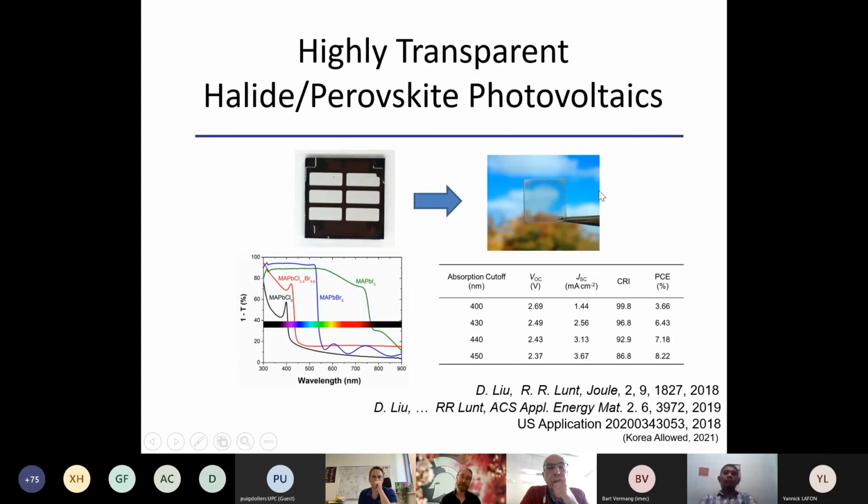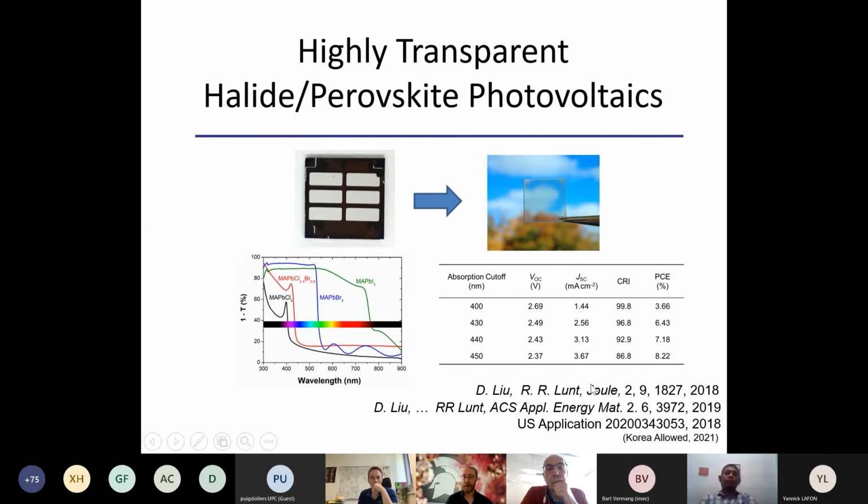Now, I'm not going to have time to talk about this topic, and I think our next speaker is going to maybe touch on some of this. But we've spent a lot of time thinking about how to take halide perovskite semiconductors from an opaque device to a completely transparent device. I won't talk too much about this.